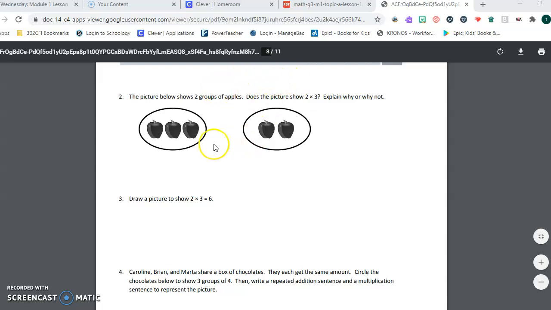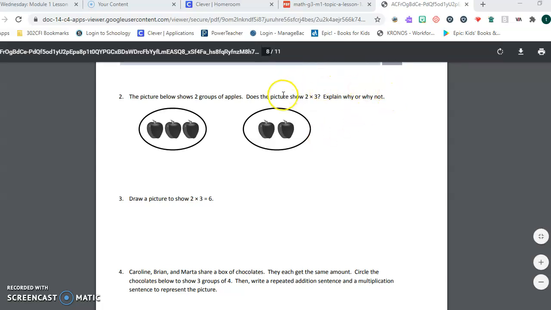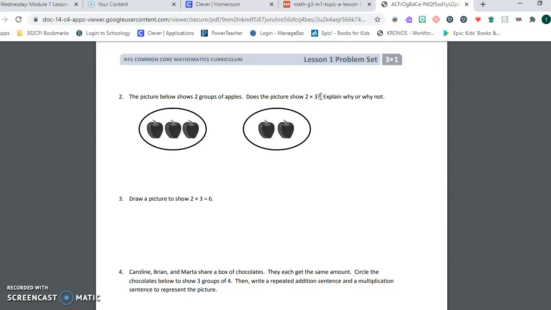So I'm wondering, this group here has 3 in it. This group here has 2 in it. I'm wondering what you're thinking about whether or not these are equal groups. So to properly answer this question, you have to answer this question. The actual question that's being asked is, does the picture show 2 times 3? So this kind of question is a yes or no question. So you should, in your answer, have yes or no.